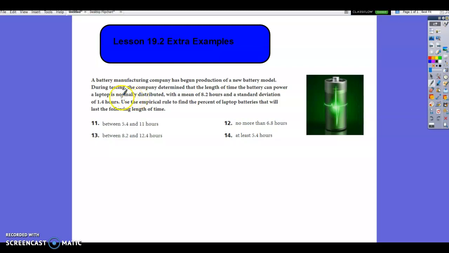All right, so anytime we see a normal distribution curve, the very first thing we need to do is draw our normal distribution curve.